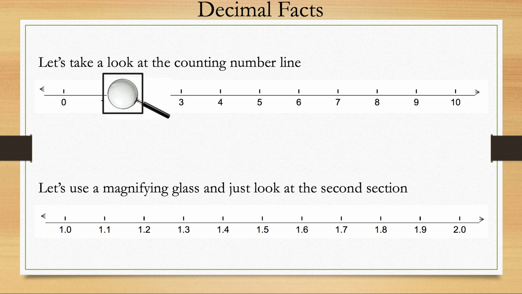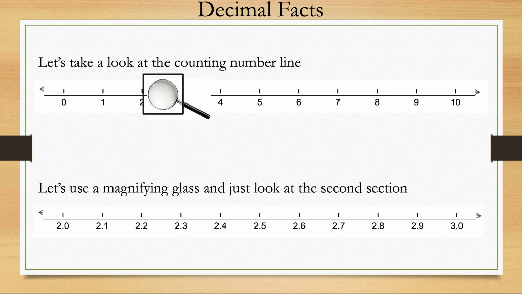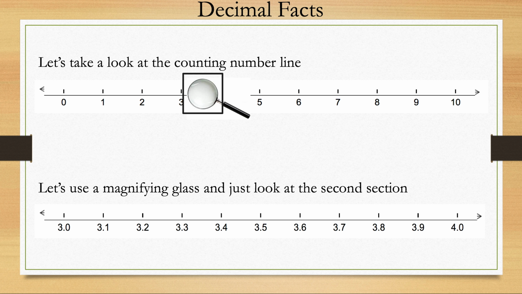Now let's take a look at the counting number line again, and if we take a look at the second section, you already have the number line zoomed in on the bottom, and it looks similar to the one on top, except that it's still going by ones, but it's going by ones in a different place value. In this case, it's going by the tenths. And if you keep doing it, you're going to keep going and going, and it's going to keep working in the same way.